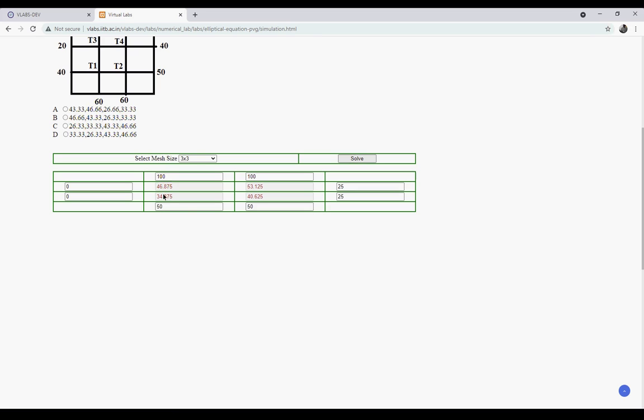So after doing so many iterations, what we observe is that this is going to reach 46.875, this is going to reach 53.125, this is going to reach 34.375, and this is going to reach 40.625. So these are the answers.